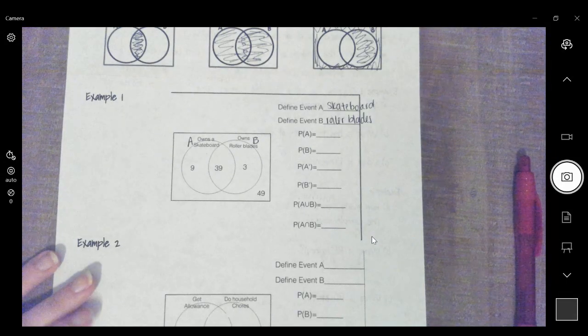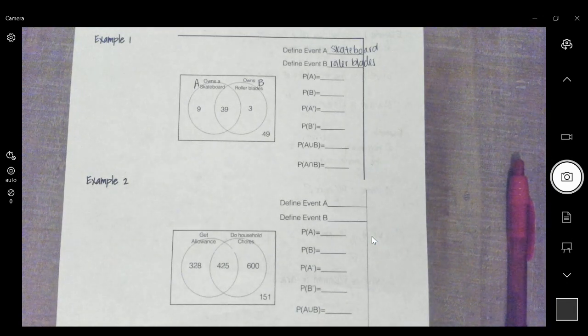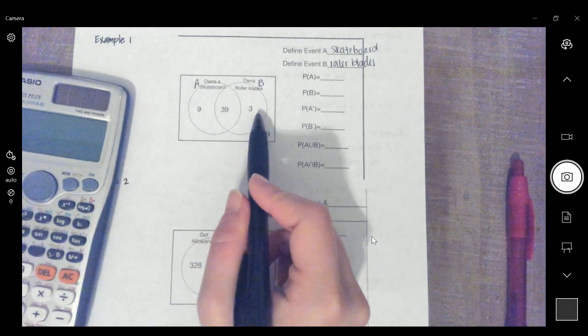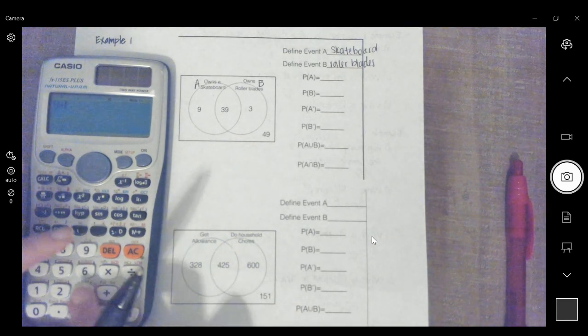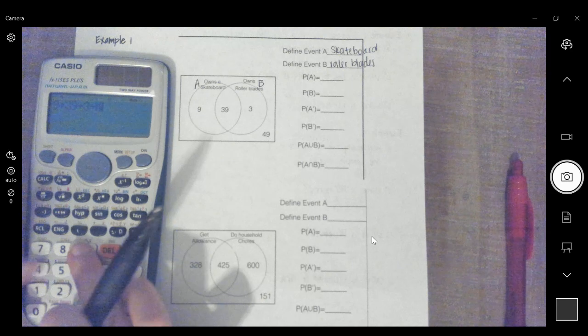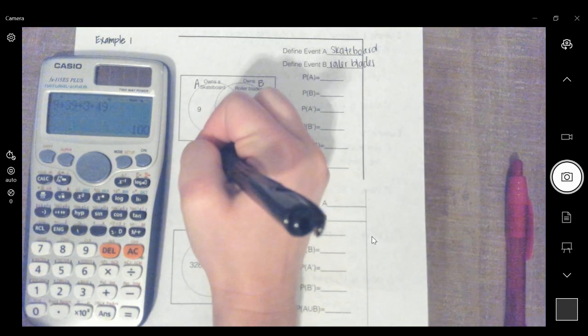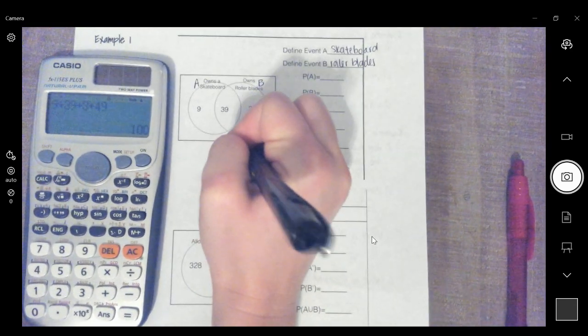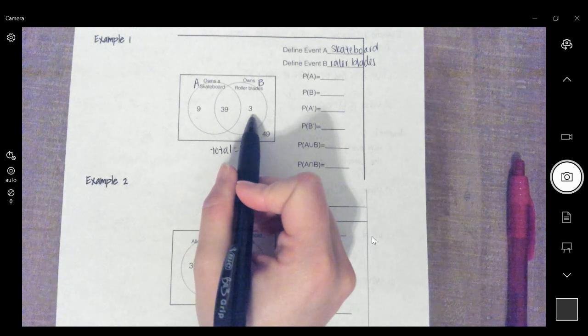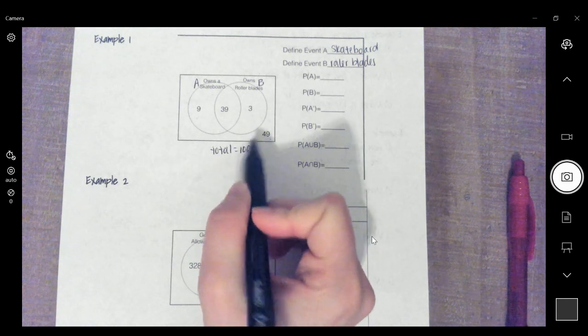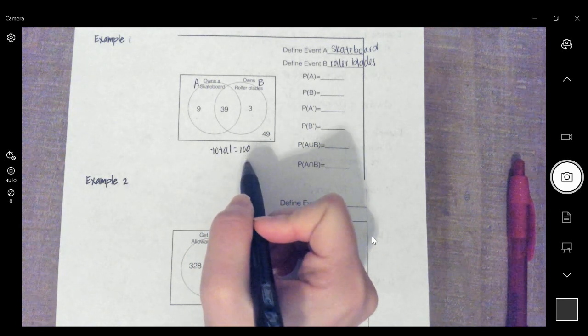And it doesn't matter which one we use here, but we're just trying to put names to what A and B are. Okay, so first thing I would do is go ahead and add up all of your numbers, because that's going to tell you your total number of outcomes. So we have 100 numbers total here. Okay, and this is representing people. So there's 9 people in this section, 39 in this section, 3 in this section, 49 here. So everything we're going to divide by 100.